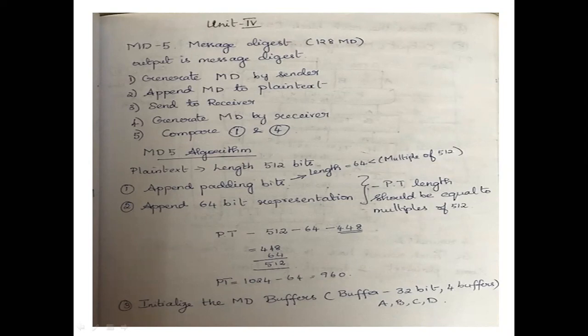So these are the 5 basic steps. First you must generate the message digest from the sender side. Then you must append that to the plain text. Then you must send it to the receiver. The receiver will again generate the message digest, and both the generated and the appended one will be compared. So what are these 5 processes? We have seen it already in yesterday's class.